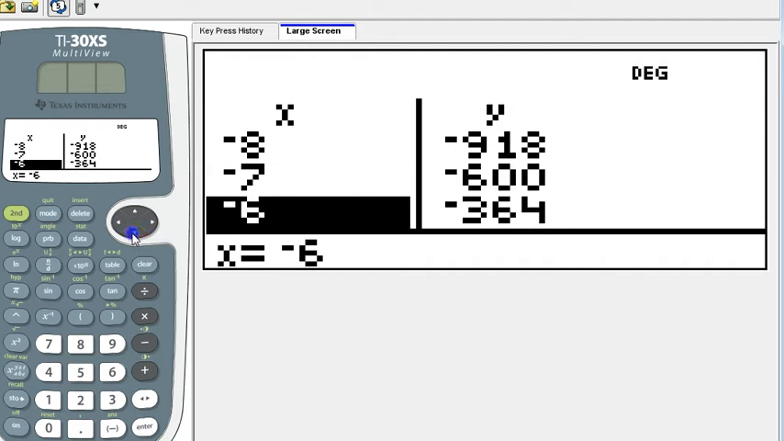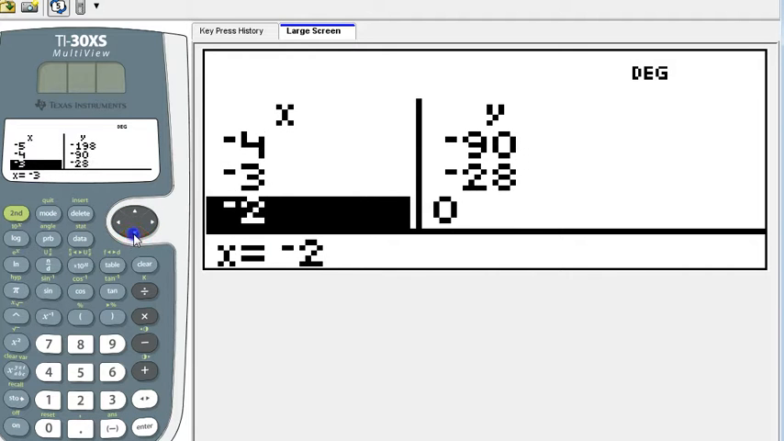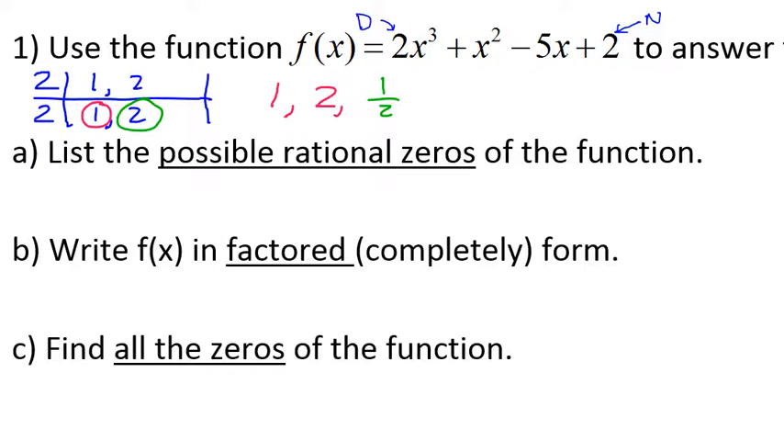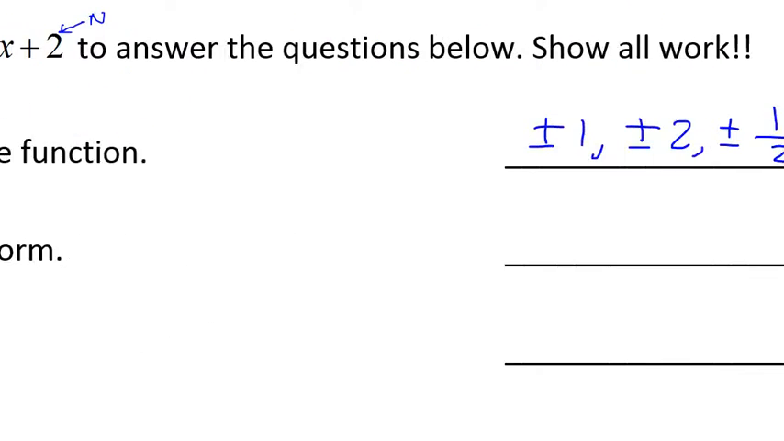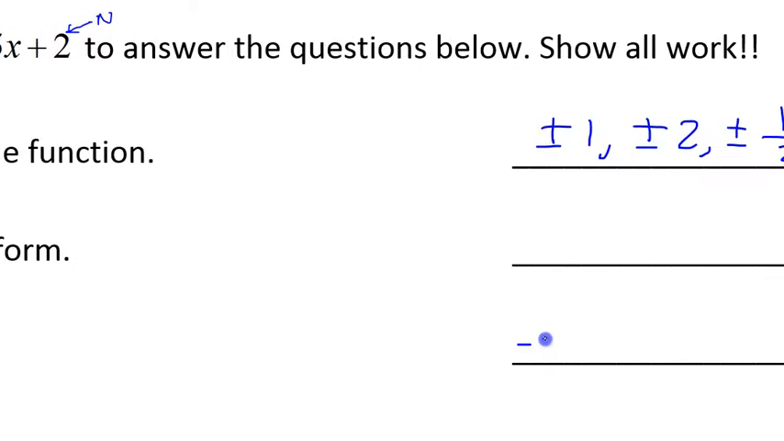So here I go. It's getting smaller, smaller, smaller. All right, so there's my first 0. There's one at negative 2. I'm supposed to find all the zeros of the function, and I've already found one. So there's a 0 at negative 2. That means I have a factor of x plus 2. These are basically opposites.